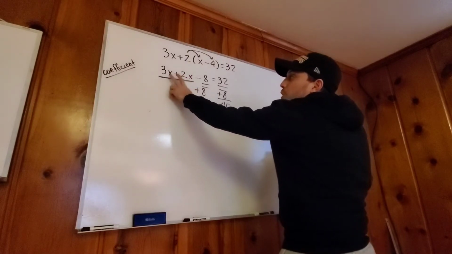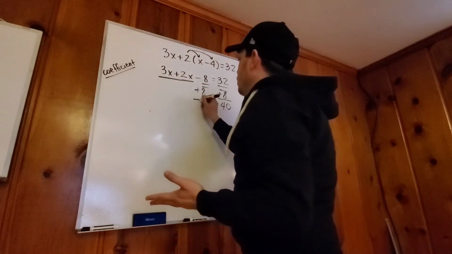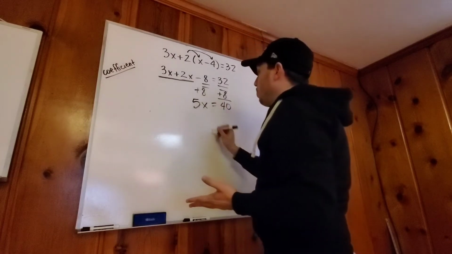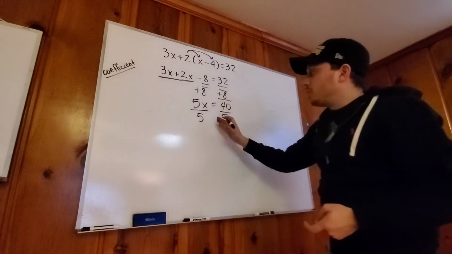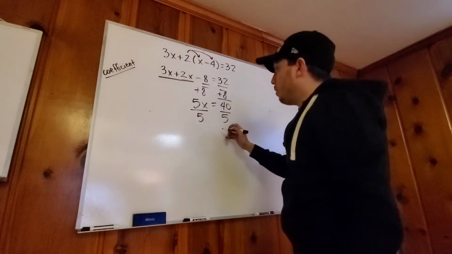Then 3x plus 2x. What is 3 plus 2? 3 plus 2 is 5. So I get 5x equals 40. Then I'm going to divide by 5 on both sides like this. 5x divided by 5 and 40 divided by 5.